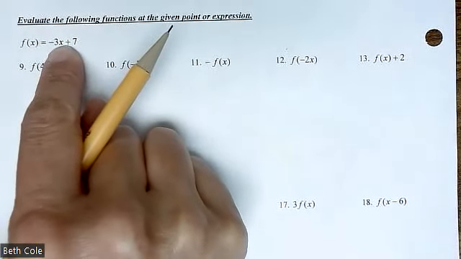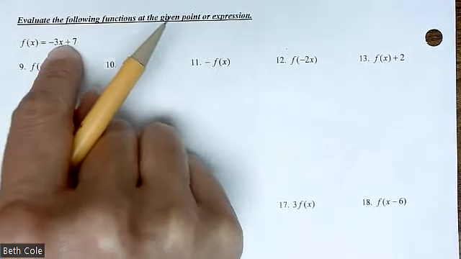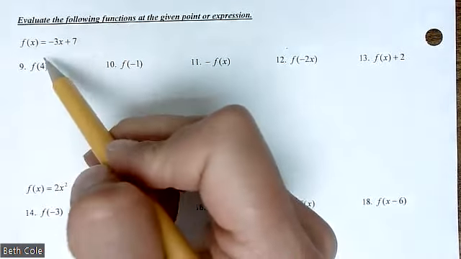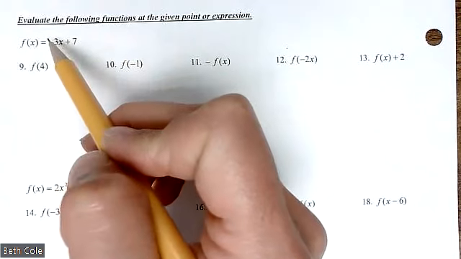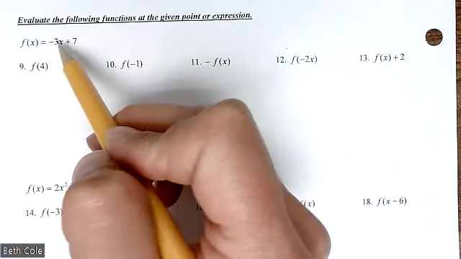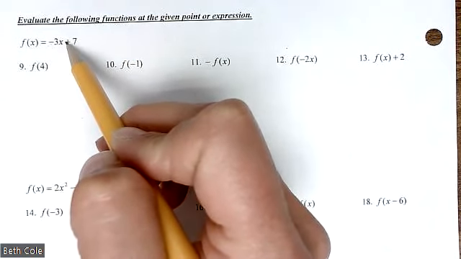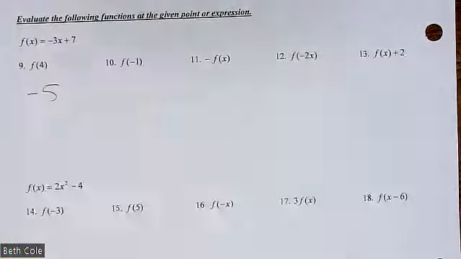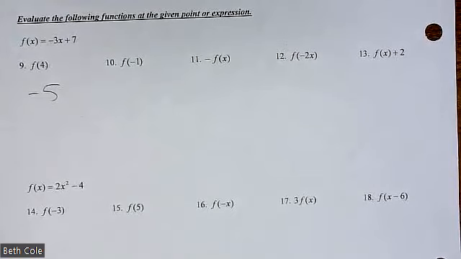I'm going to just do this verbally with you because I don't want you to have to write it out every time. You certainly can if you want, but I don't want you to have to. We're just going to plug in 4. Ready? -3 times 4. Good. -12 plus 7. That's the answer. What that means is the point 4, -5 is on that graph. And if I made you graph it, that point would be on there.